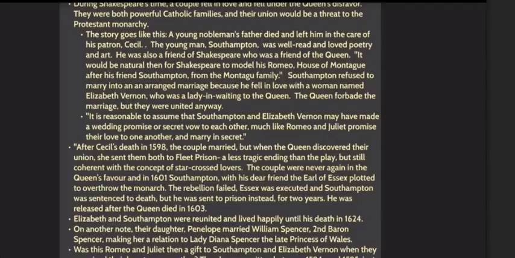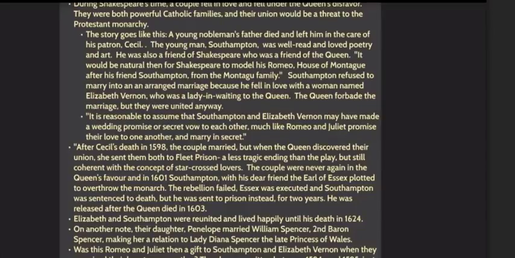The couple were never again in the Queen's favor, and in 1601 Southampton, with his dear friend the Earl of Essex, plotted to overthrow the monarch. Probably got tired of being away from his lady. The rebellion failed, Essex was executed, and Southampton was sentenced to death, but was sent to prison instead, for 2 years. He was released after the Queen died in 1603. Elizabeth and Southampton were reunited and lived happily until his death 21 years later.